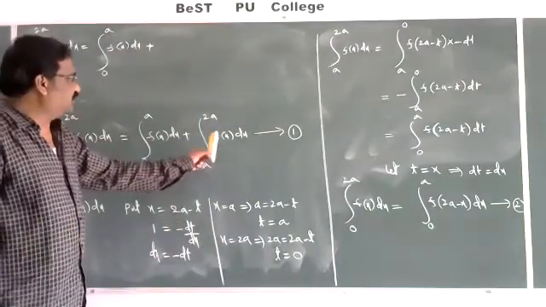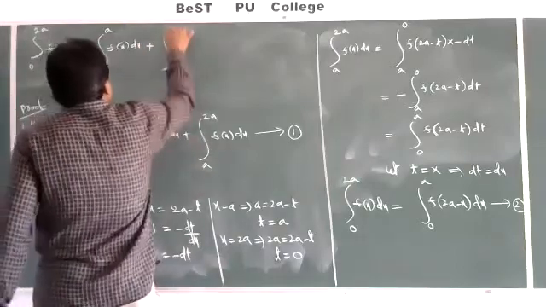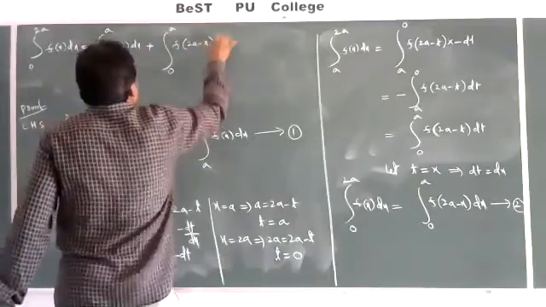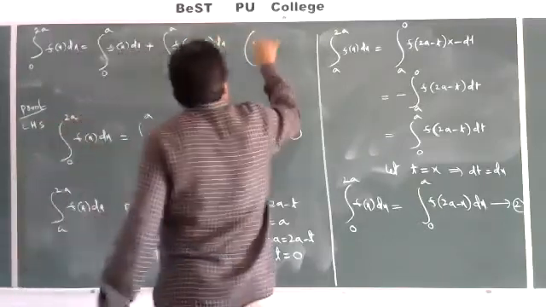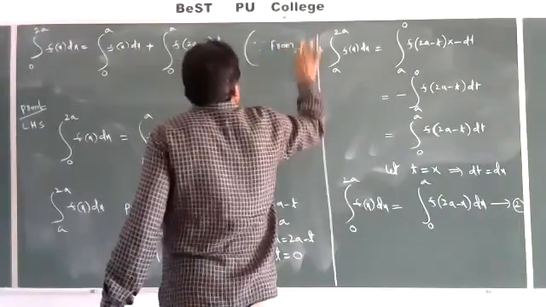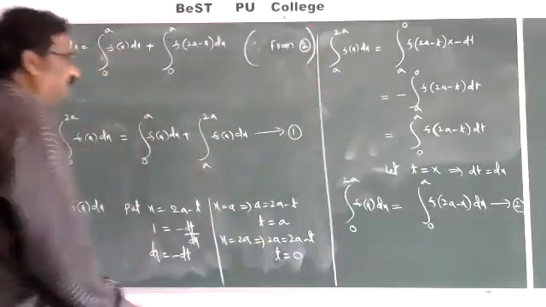In the first equation this value goes to integral 0 to a f of 2a minus x dx, from the second equation.